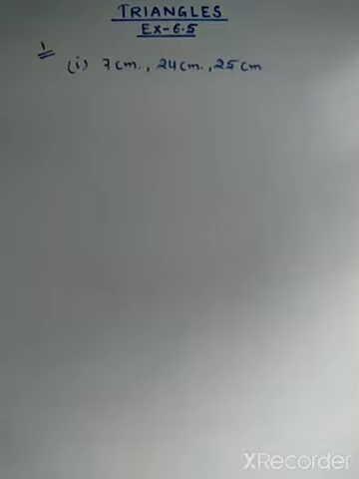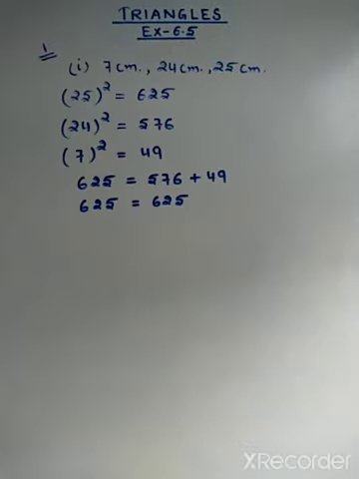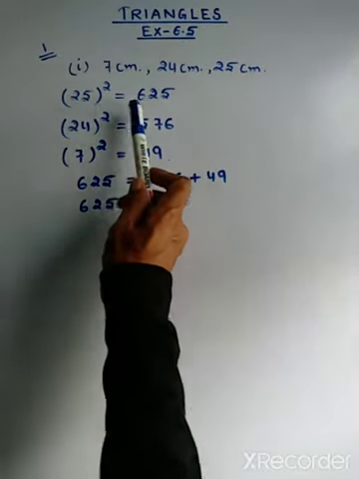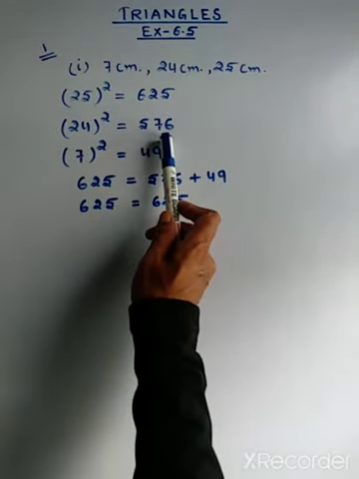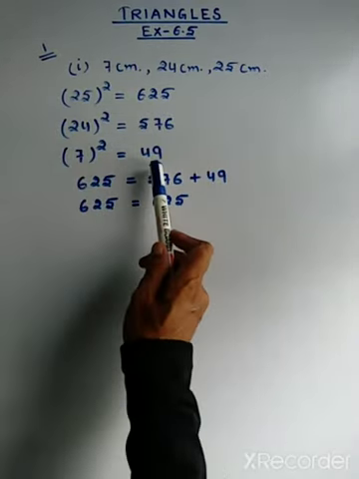In the first part, sides are given 7 centimeter, 24 centimeter and 25 centimeter. As we know that hypotenuse is the longest side in a right angle triangle, here the longest side is 25 centimeter. So square of 25 is 625. Square of 24 is 576. Square of 7 is 49.